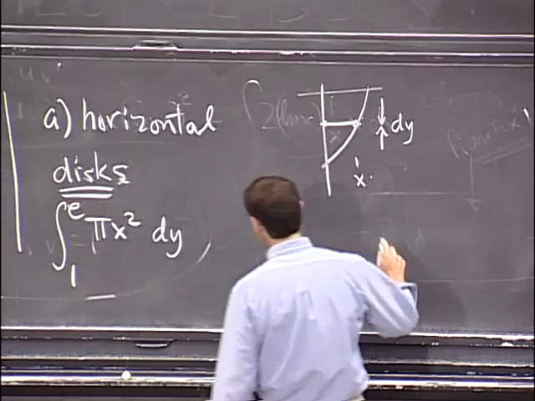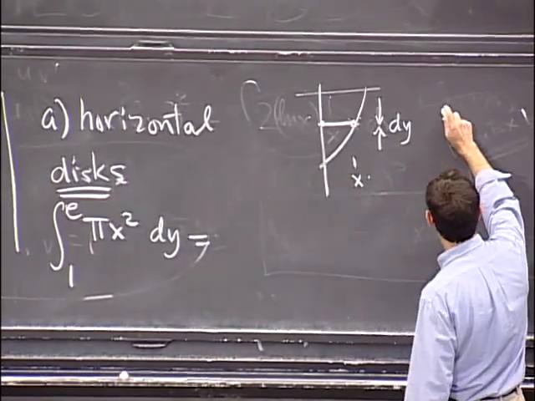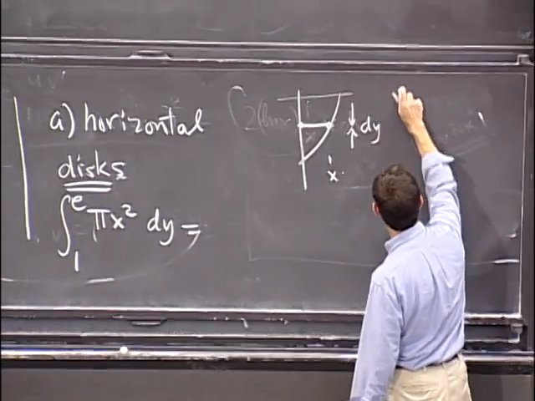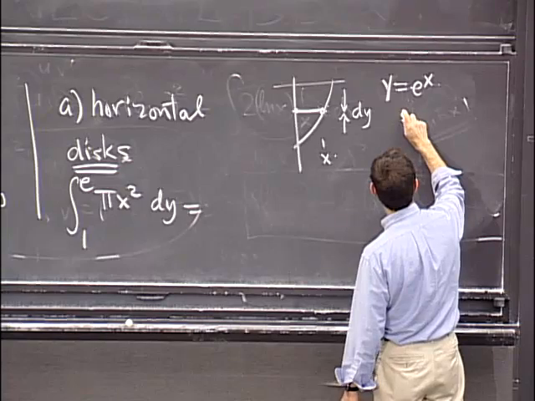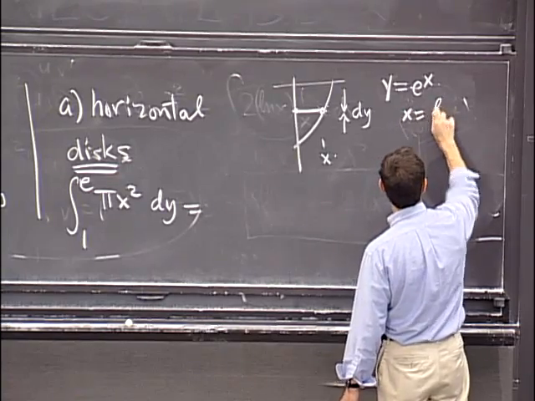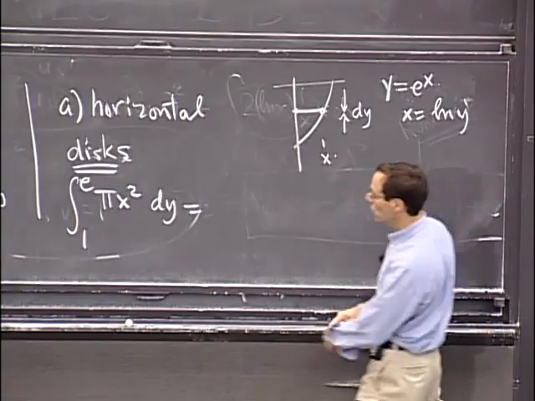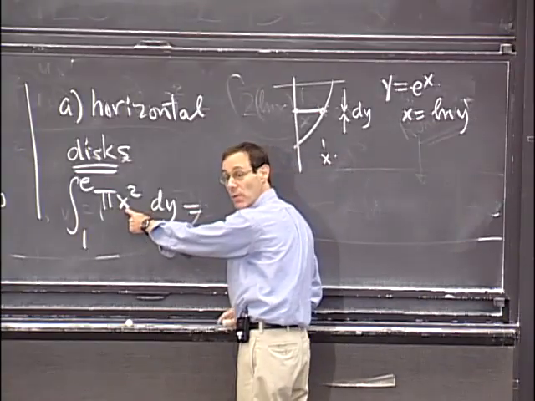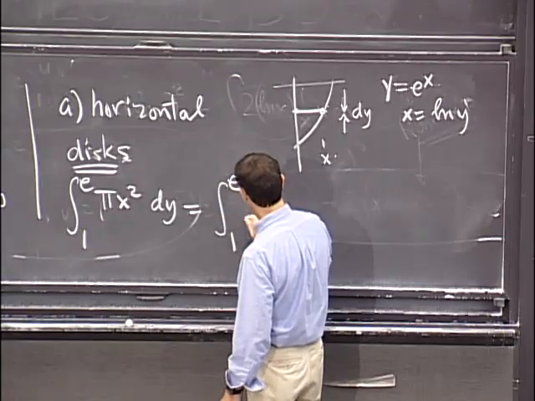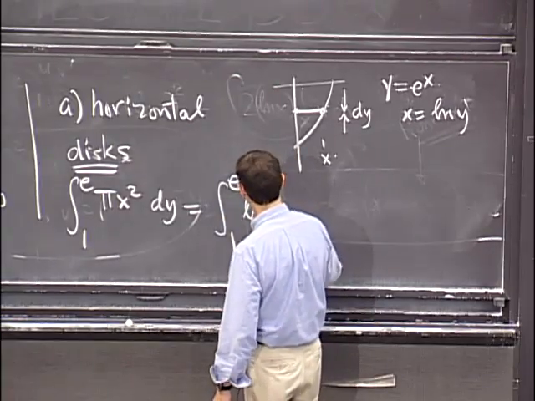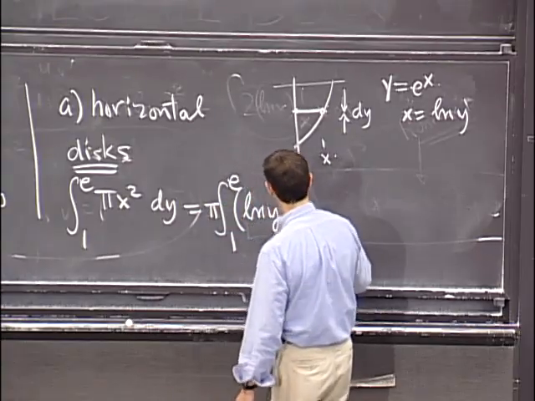And now we have one last little item of business before we can evaluate this integral, and that is that we need to know the relationship here on this curve that y is e to the x. So that means x is natural log of y. And in order to evaluate this integral, we have to evaluate x correctly as a function of y. So that's the integral from 1 to e of log y, the quantity squared, times pi dy.